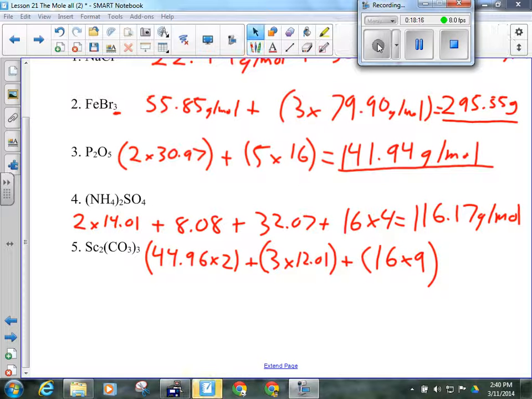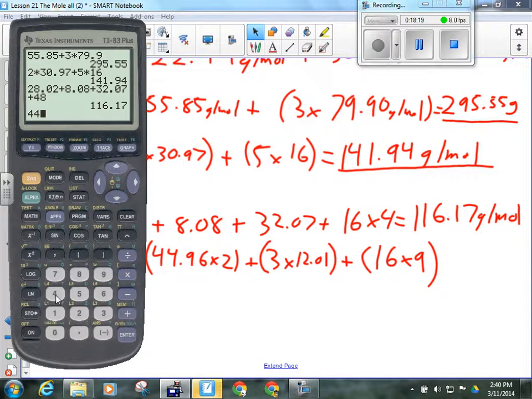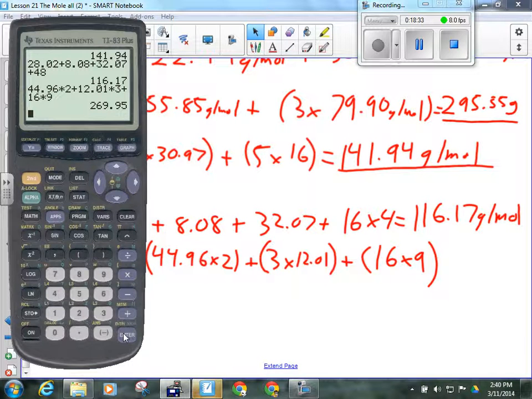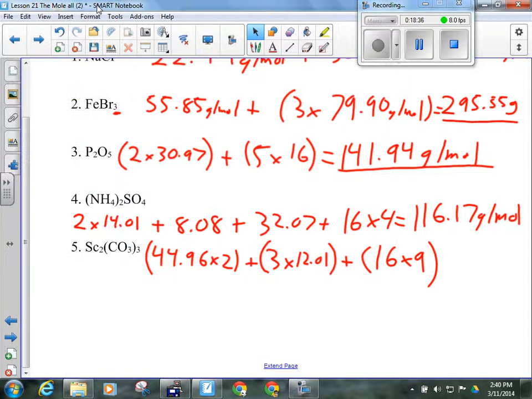All right, so when we put all that in, we got 44.96 times 2 plus 12.01 times 3, plus 16 times 9. All right, so 269.95 grams per mole. Okay, so is that fairly straightforward, figuring out how to do the molar masses? Really, you're just looking it up on your periodic table and adding them up. There's really not much more to it than that.